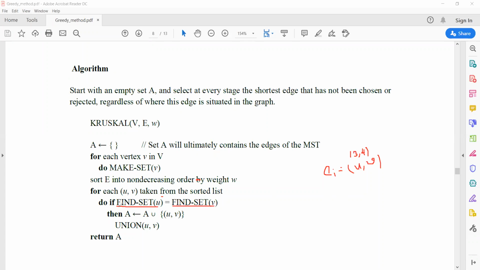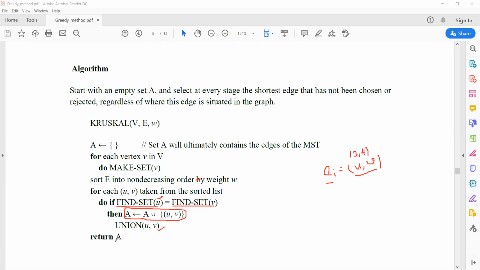if there exists an edge between the set of U and the set of V, then you add it, A union UV, and make a union of U and V. So you are making that as a set of them.